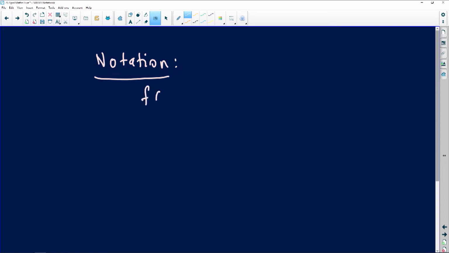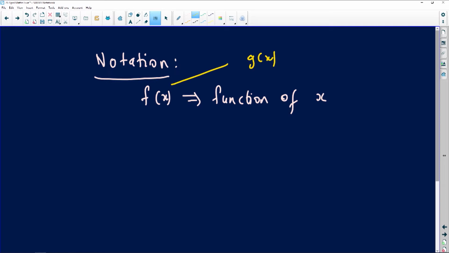If someone writes to you f of x, what this implies is function, right, of x. This is a function of x. It's very important for you not to confuse the names of functions. This current function is called f. Its name is f. Now, it could have been anything. It could have been g of x. That will still mean it's a function of x named g. It could have been h of x. That's another function of x named h. So the one I wrote in white is the function of x named f.